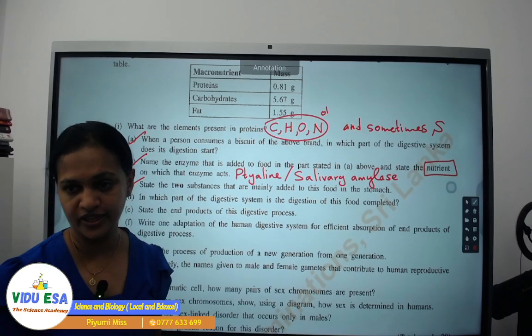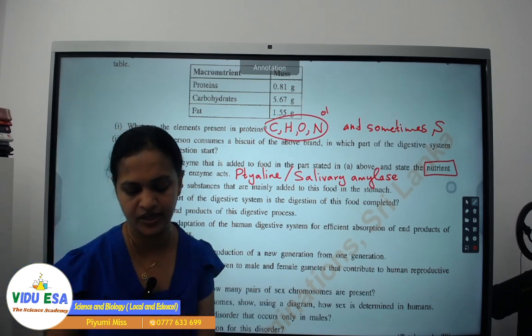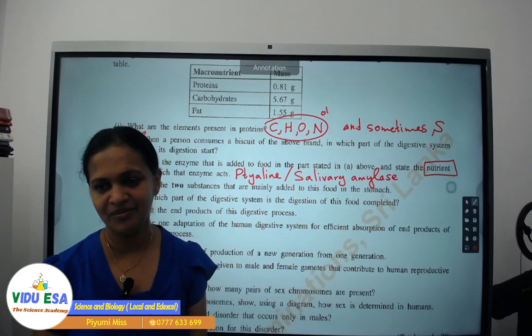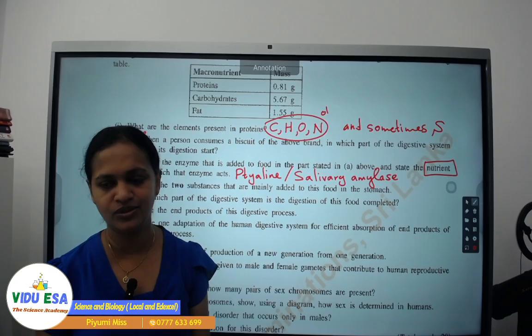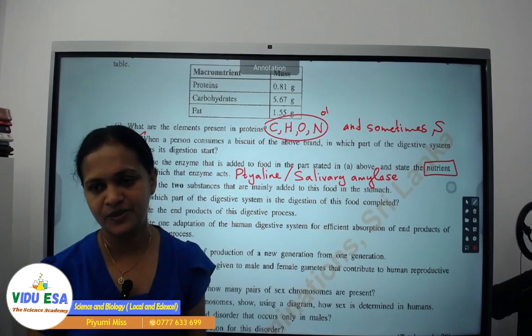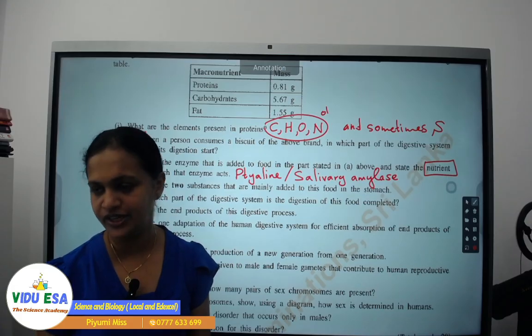Yes, hydrochloric acid, dilute hydrochloric acid, or if you just say hydrochloric acid, it's okay, 1 mark. Then the enzyme, pepsin, right? You don't need to mention renin because it is secreted in infants. So you have to say dilute hydrochloric acid and pepsin. For that you get 2 marks, 1 for each.